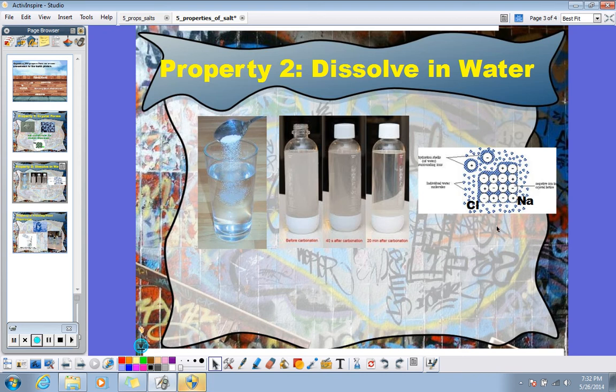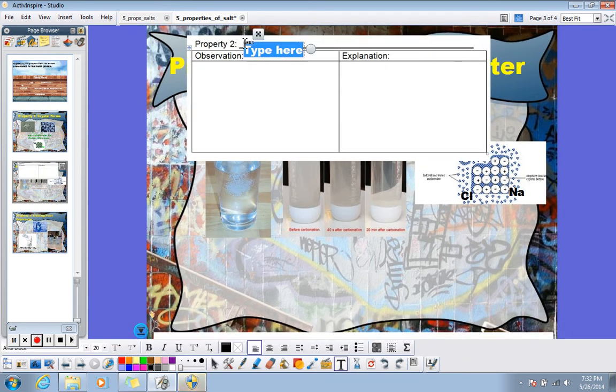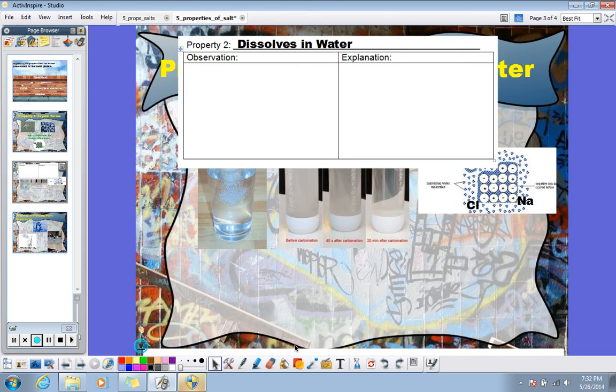And we know already that atoms are so small that we can't see them. So when they're broken apart and they're not stuck together anymore, they are so small that we just can't see them anymore. So it's not that the salt has disappeared into the water, but we say it's dissolved. The atoms have broken up and gone in between the water molecules. And that is, of course, property number 2. So we are going to write it down on our graphic organizer. Property 2, salt dissolves in water. Go ahead and write that down.